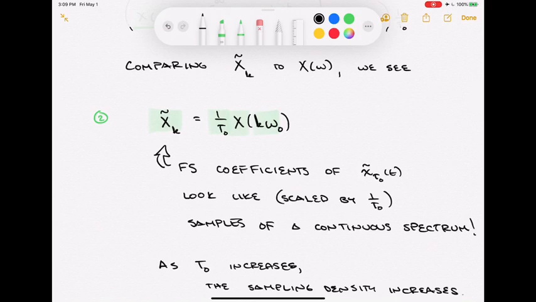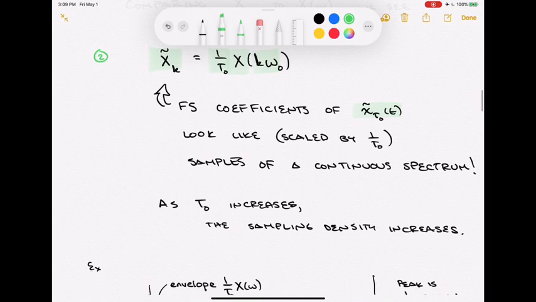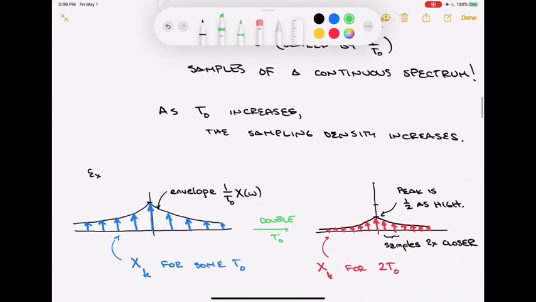So what does this do for us? This relates the Fourier series coefficients. These are the coefficients that came out of my periodic replication of that aperiodic signal to make that x tilde. The Fourier series coefficients for that look like, scaled by 1 over t naught, samples of some underlying continuous spectrum, which we called x of omega. As t naught increases, the sampling density increases as well. Let me try to show this with an example.